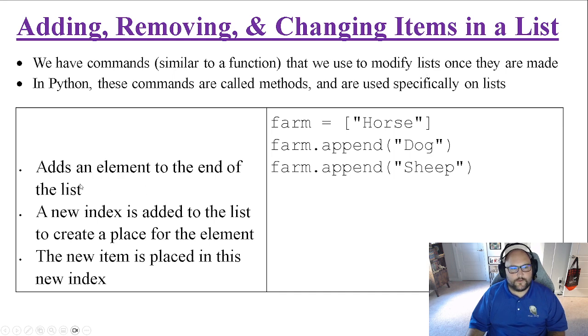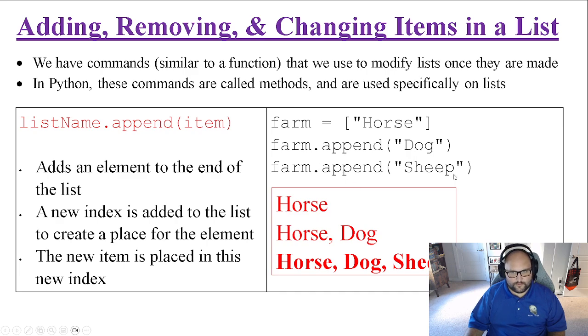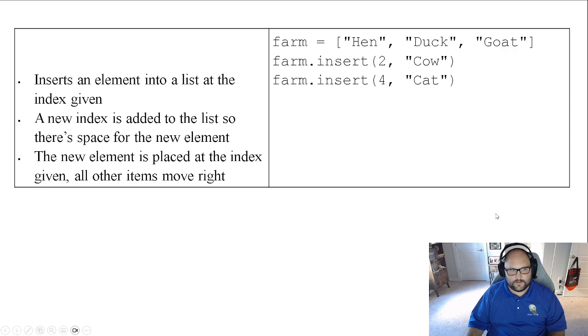So let's go through these. We're going to add an element to the end of the list. That's what append does here. If I have a list called farm, and farm has horse stored in it, the list is just made up of one item, horse. If I do farm.append dog, it's going to add a dog to the list. If I do farm.append sheep, it's going to add a sheep. So at that point, we have horse, then horse dog, and then horse dog sheep. We're just adding one to our list.